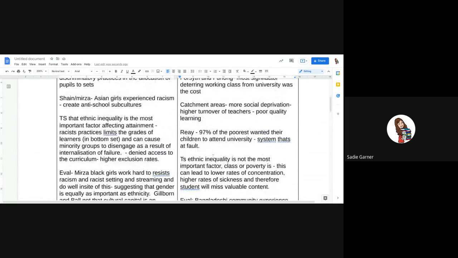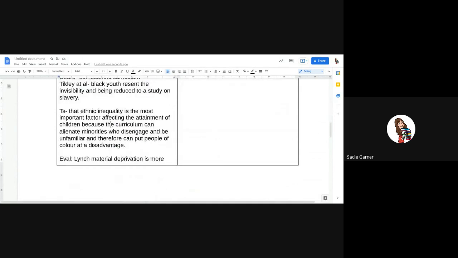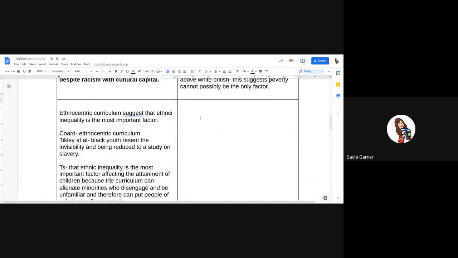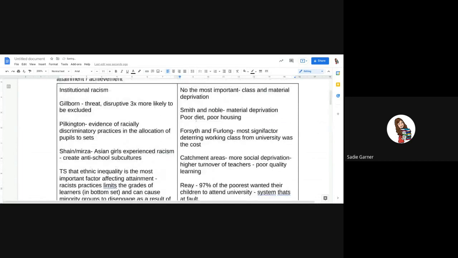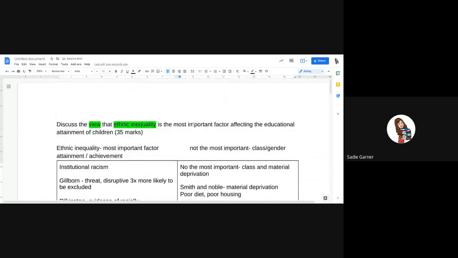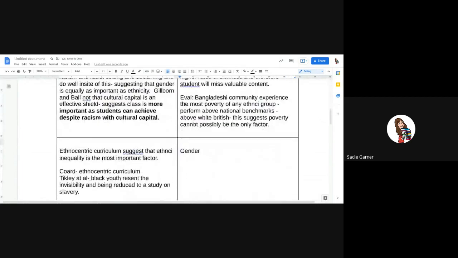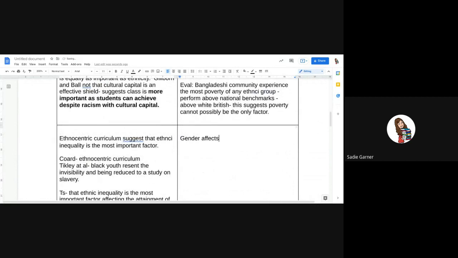Okay, we're going to go back again. So we've got yes, ethnicity, no, class. Yes, ethnicity, the curriculum. And then we're going to say no, it is gender. So it's not ethnicity that is the most important factor, but gender affects the attainment of children.